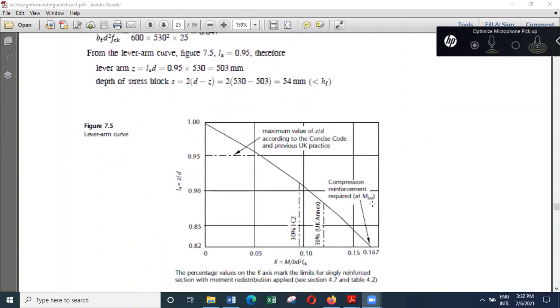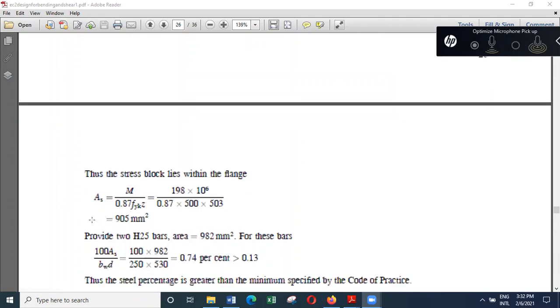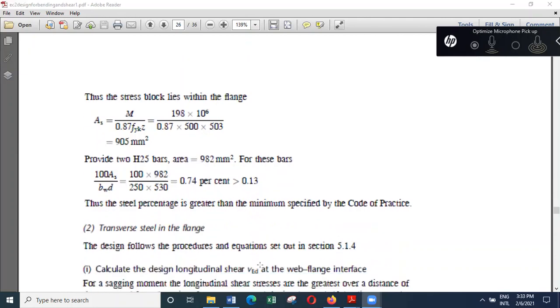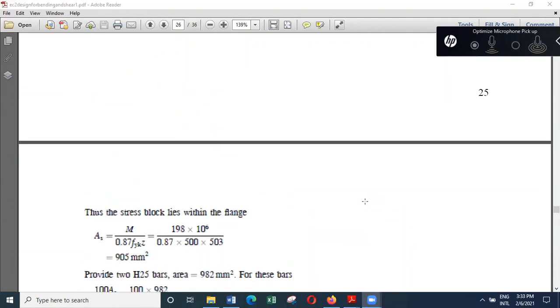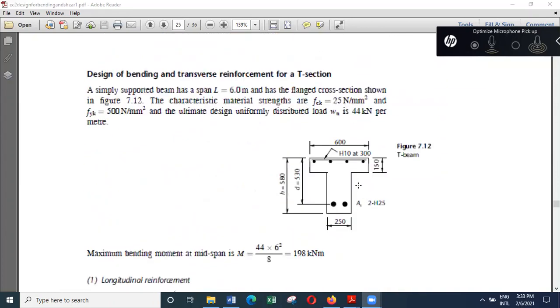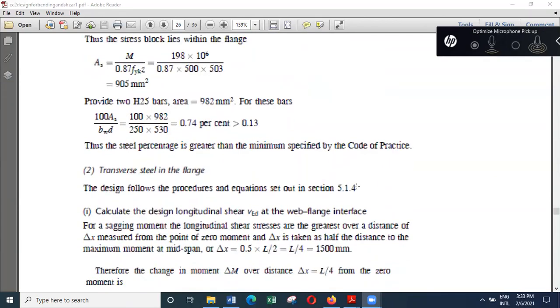And the reinforcement is found as 905 square millimeters, which can be provided by having two H25 bars. And when you calculate the reinforcement ratio, it's more than the minimum ratio that we have to provide. So the steel percentage is greater than the minimum specified. And then we are coming to the important parameter that we are looking at, and that is how much reinforcement we have to provide this way. And for that we have to make use of this equation.